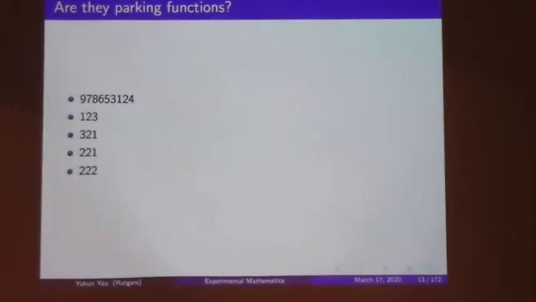So are these parking functions? The first one is a permutation of 1, 2, 3. So it means each car has a different favorite parking space, so definitely all cars can park. The same for 1, 3, 2 and 3, 2, 1. And for 2, 3, 1, the first car parks at 2, the second car parks at 3, and the last car will park at 1. But if it's 2, 2, 2, then it's not a parking function, because after the first 2 cars parked at 2 and 3, the third car will not be able to park.